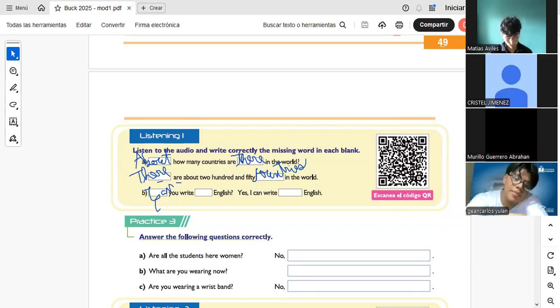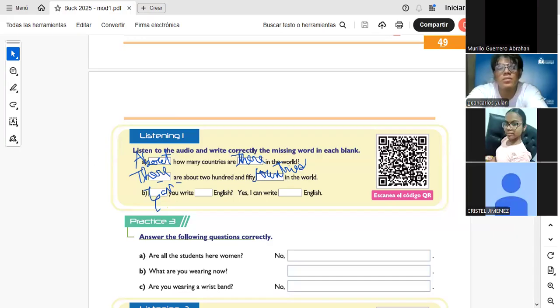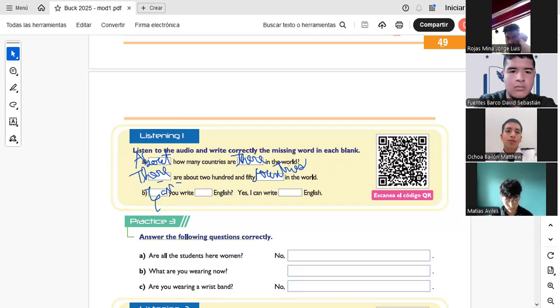So what is the correct one? It is not in. In is not right. Can you try again, Andrew? Matthew, I'm sorry. No entendí el audio. Can you write any English? Any? Yes, I can write some English. Any? So, say that again. Can you write any English? Yes, I can write some English. That's right. Just one. Okay, can you write any English?